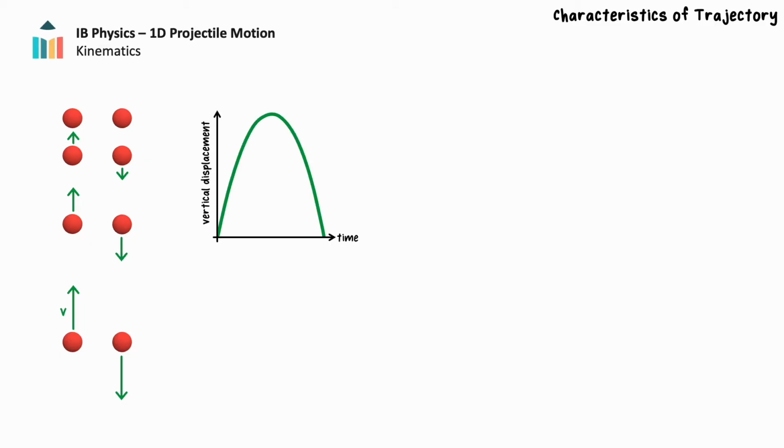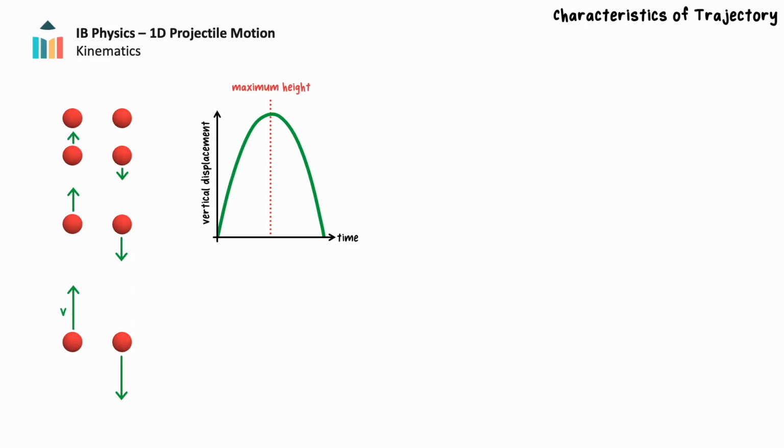These projectiles will accelerate downward, meaning that as they travel upward, they slow, reaching a maximum height, then speed up as they fall from this height. A vertical displacement as a function of time graph shows this motion as a parabolic shape. The projectile's trajectory is symmetrical, and the projectile reaches its maximum height halfway through its flight.